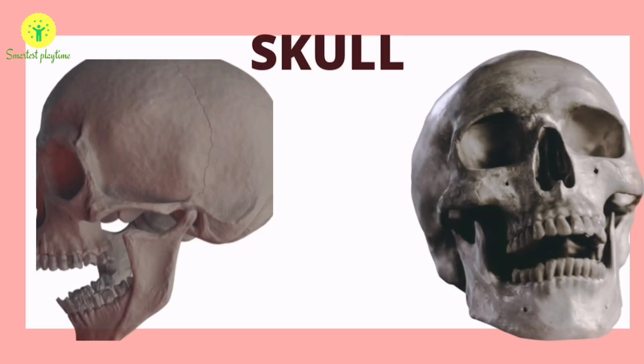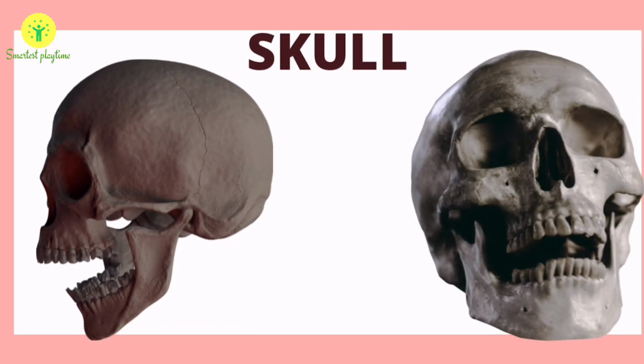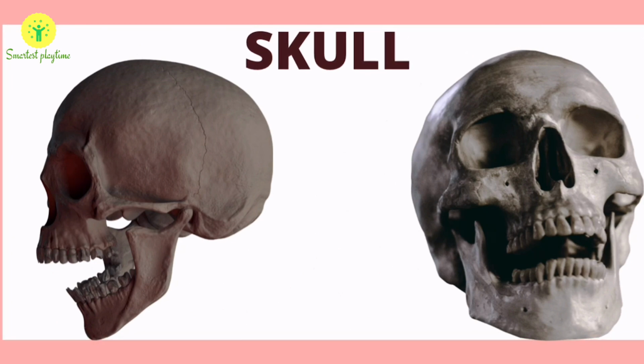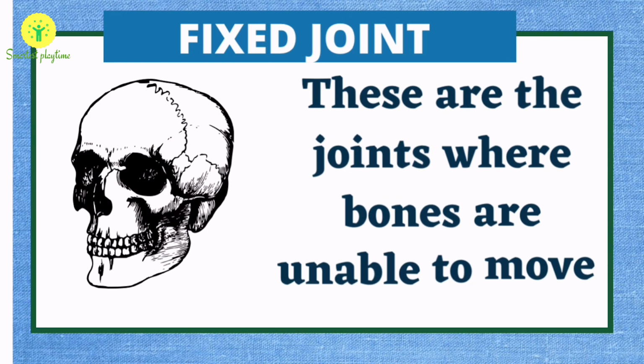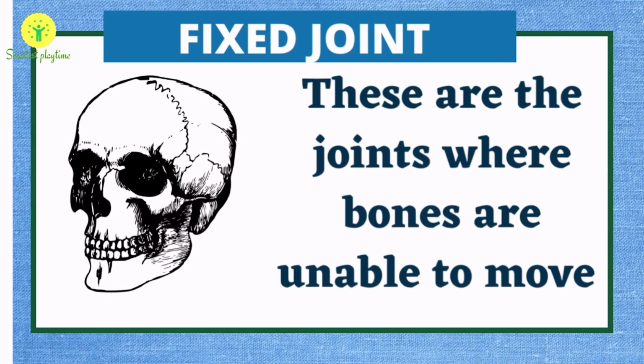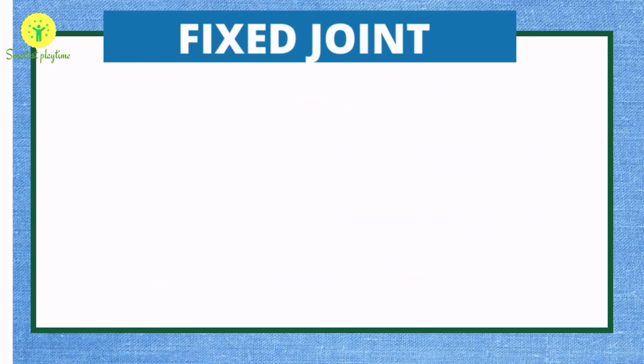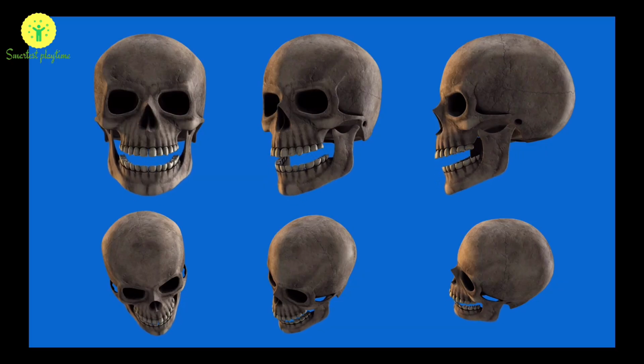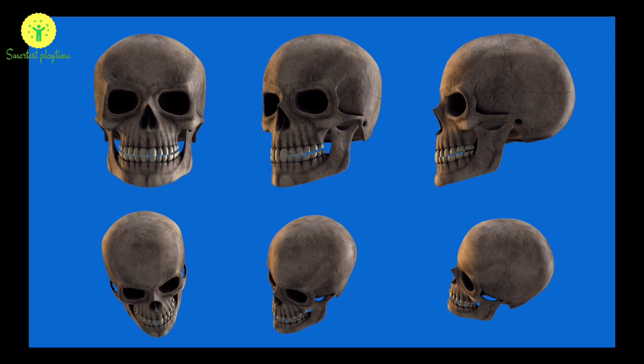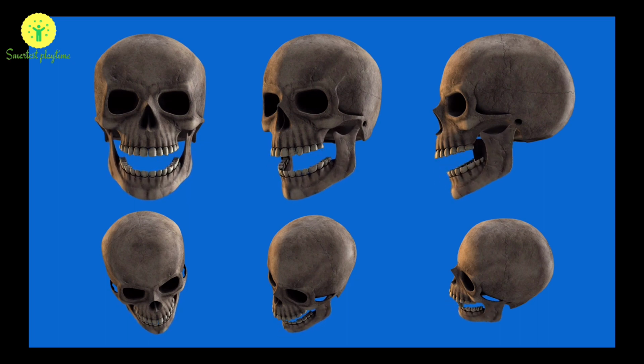Some joints between bones in our head are different from those we have discussed so far. The bones cannot move at these joints. Such joints are called fixed joints. We can move the lower jaw away from the head, but that is not the case with the upper jaw. There is a joint between the upper jaw and the rest of the head, which is a fixed joint.